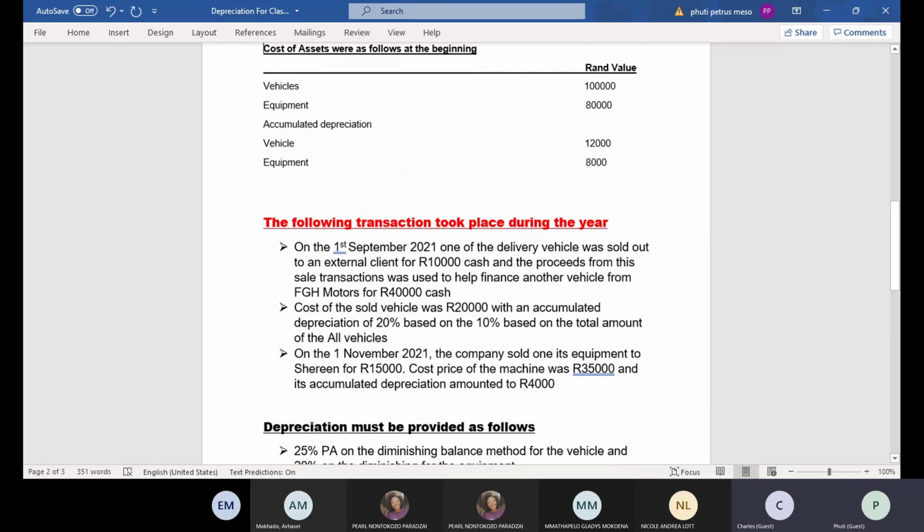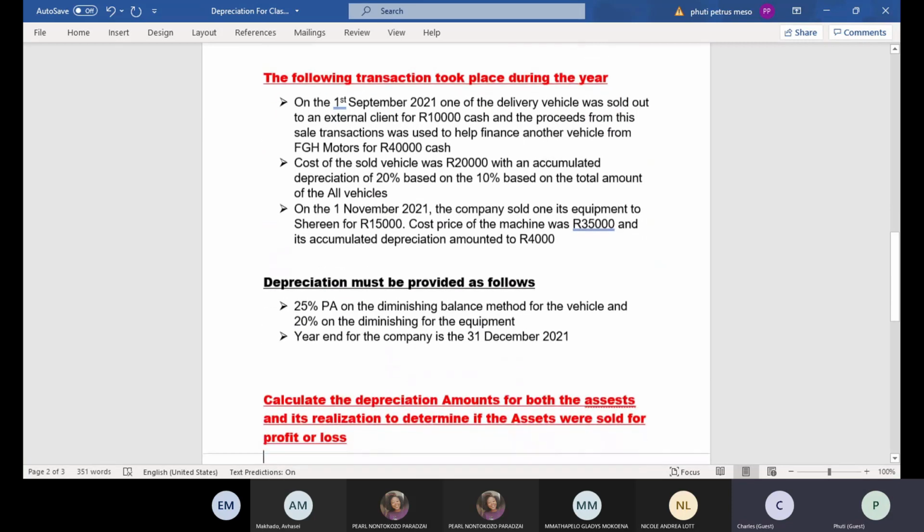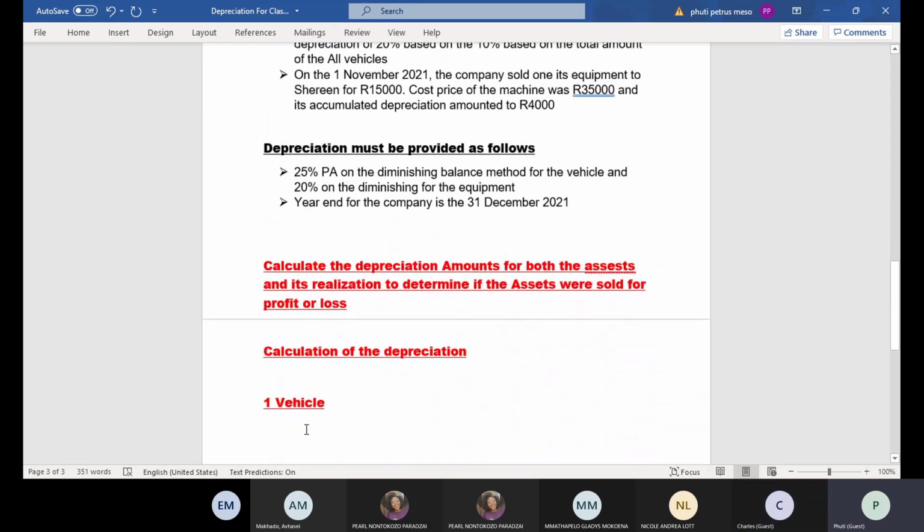Yes, it's fine. The cost value of the vehicles is 100,000 Rand. So I just want to write it. Diminishing balance method. Are we going to divide by 25%? No, I'd rather multiply. Multiply by 25, divide by 100.